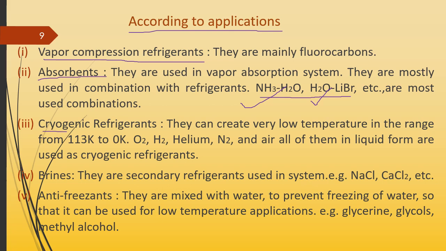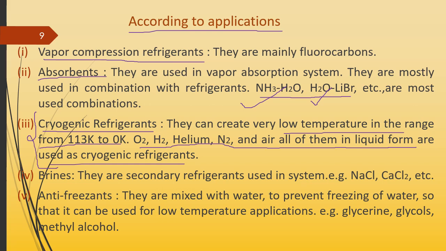We can use the refrigerant in the cryogenic application, which create a very low temperature in the range of 113 Kelvin to 0 Kelvin. So the oxygen, hydrogen, helium, nitrogen or air of them in the liquid form are used as a cryogenic refrigerant. So whenever we want to go for very low temperature application, we have to go for cryogenic refrigerant. Next is the brine.